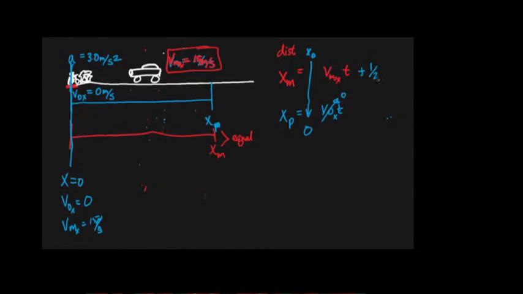Okay, so then we look at the one-half acceleration t squared term for both of them. One of them has an acceleration, the other one does not. One of them has a constant acceleration. The motorist is traveling with constant speed. I'm sorry, that's the constant acceleration one.